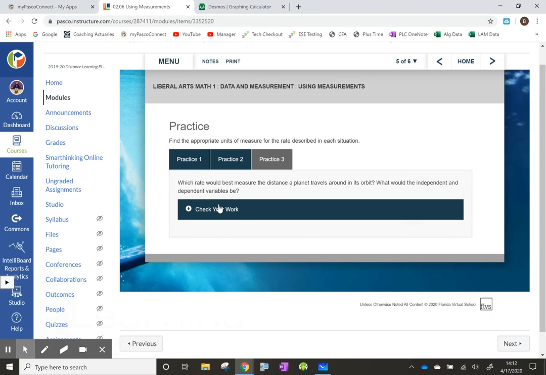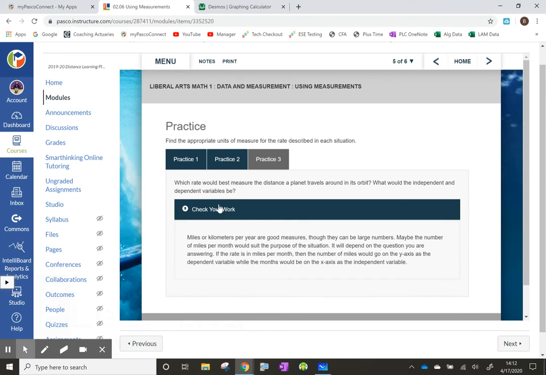So a full orbit is 1 year for at least Earth. Miles or kilometers per year is a good measure. So yeah, miles per year or kilometers per year. So again, it's kind of up to you to use your common sense a little bit.